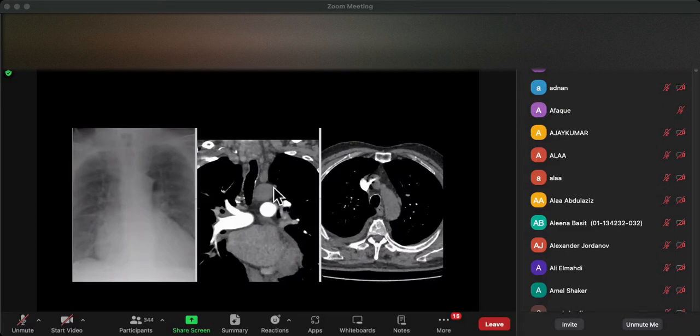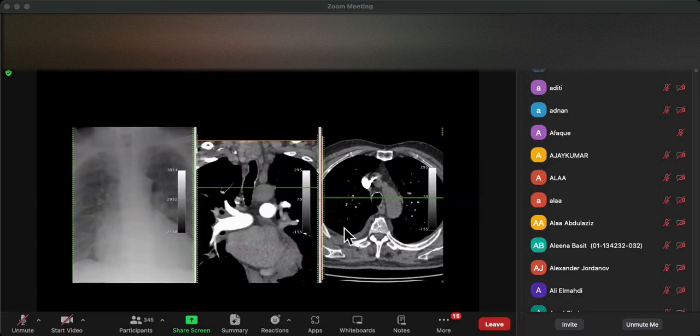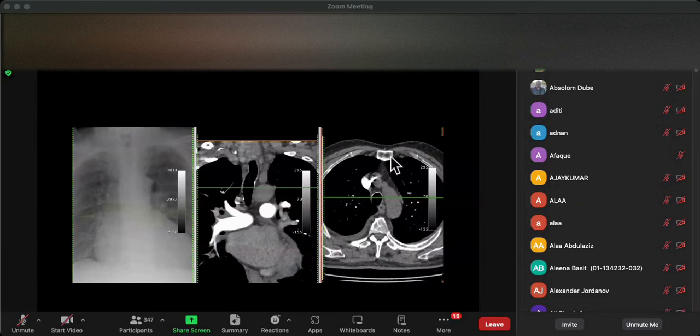Now, it may be dilated because the patient's doing a Valsalva's maneuver, or it may be dilated because the patient's got SVC obstruction. In this particular case, it may be that the patient is doing a Valsalva's maneuver, and you can see that it goes from anterior to posterior. So it goes from the brachiocephalic vein and it drains the hemiazygos vein.